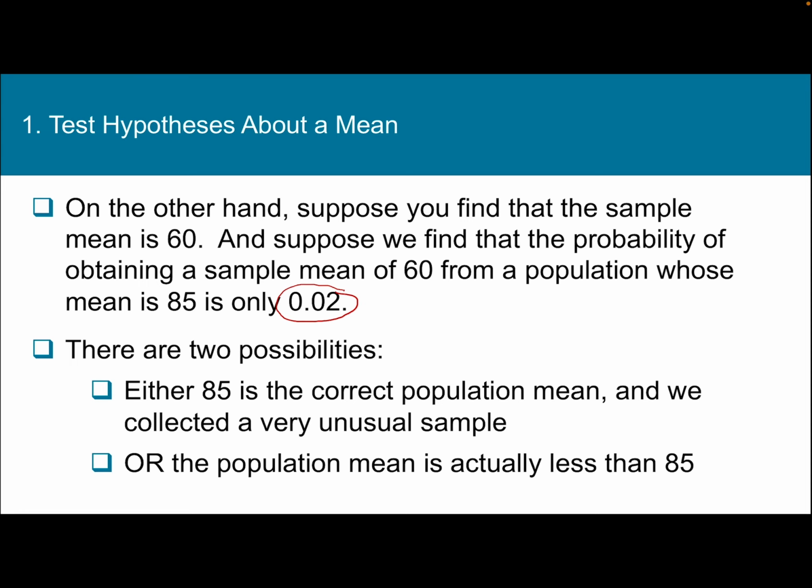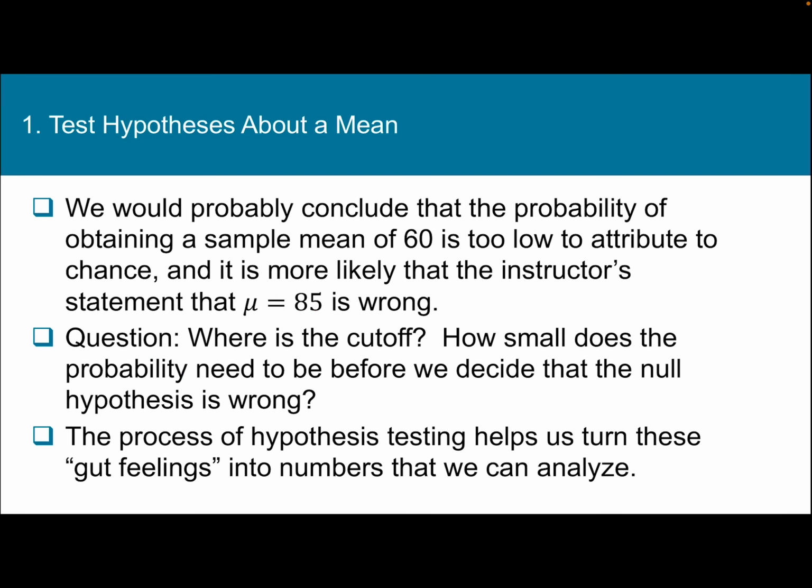So two things could happen. Either 85 is the correct population mean, and we just took a really unusual sample, which could happen, or the population mean is really less than 85. Now this second possibility is the more likely of the two. We would probably conclude that the probability of a sample mean of 60 is too low, that 0.02, that's a very small probability. So our instructor's mean is likely wrong. Now, by the way, be sure that your notes have an 85 here and not a 0.